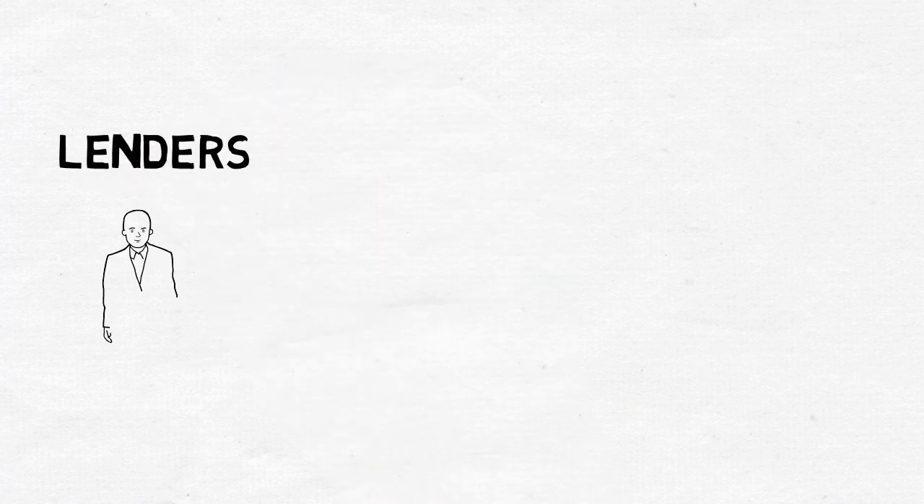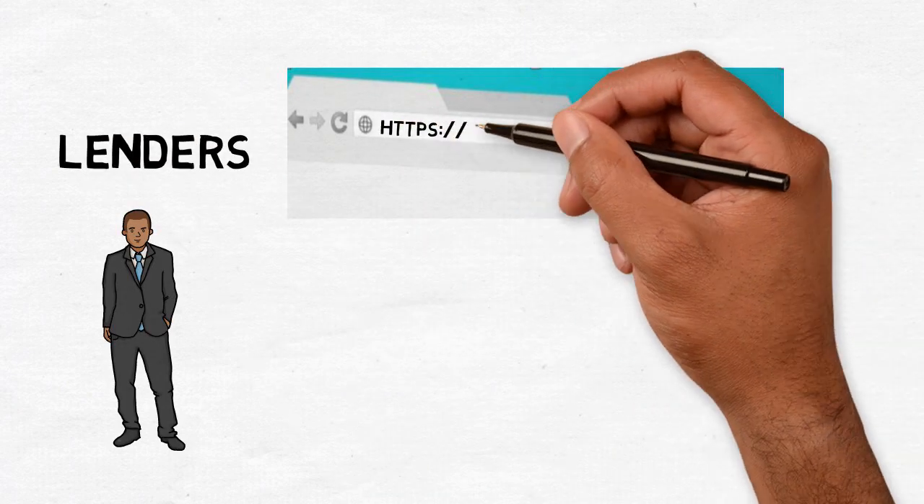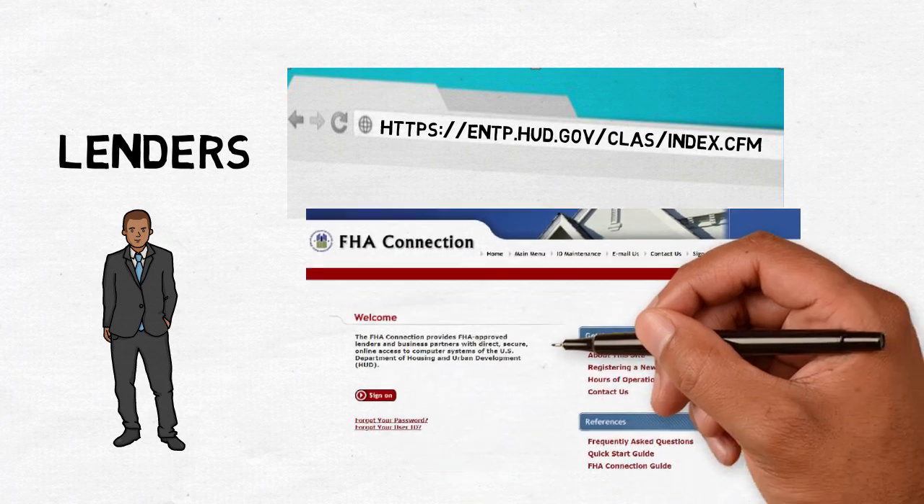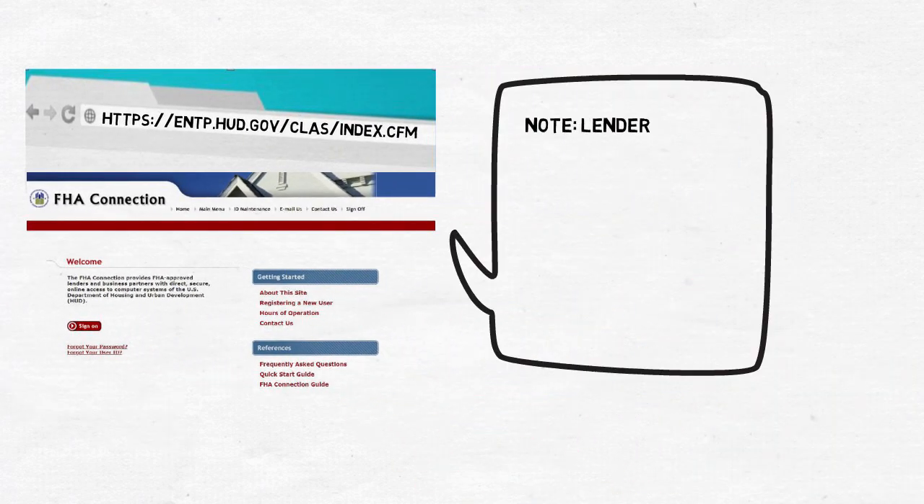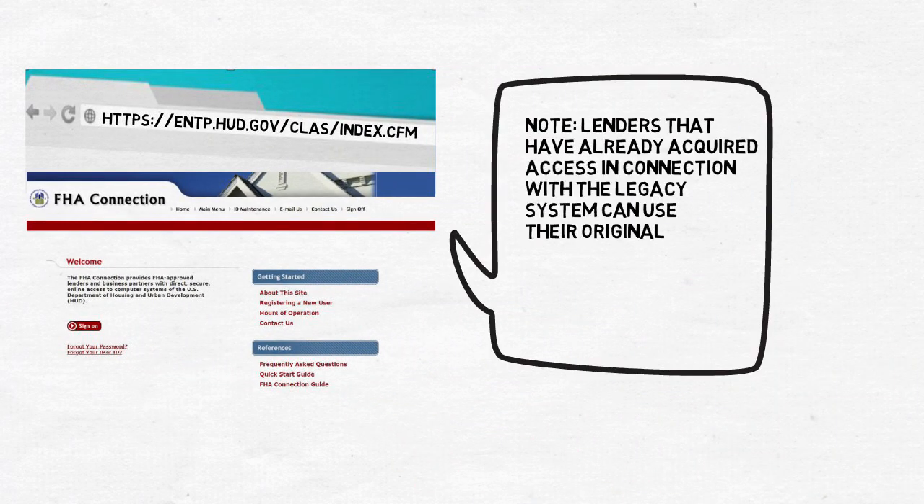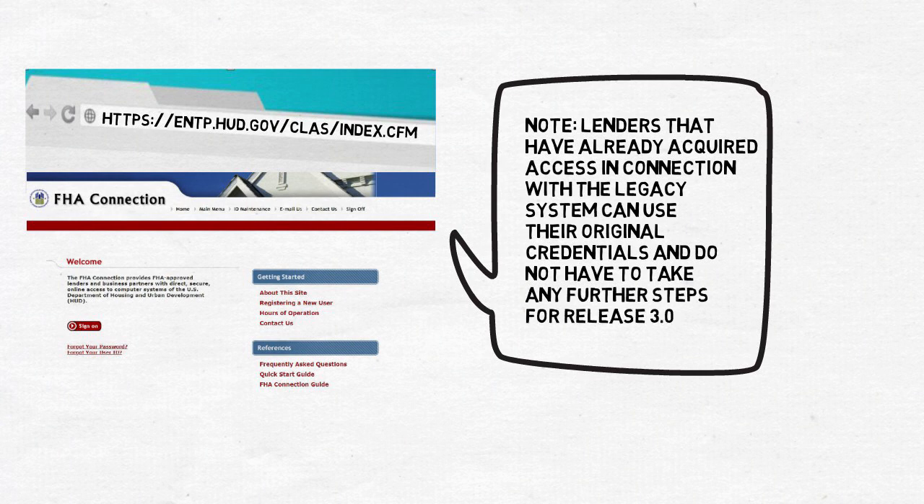Lenders should sign up for an MID from FHA Connection via the URL as shown on the screen. Please note, if a lender has already acquired access or roles in connection with the legacy system, then they will not have to do anything to get prepared for Release 3.0 because the original credentials will still allow them to access the system.